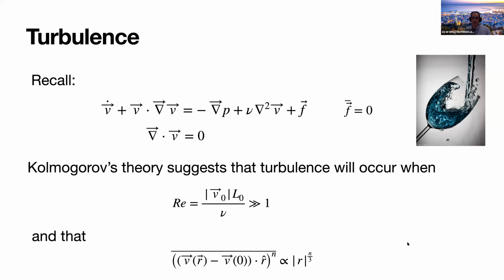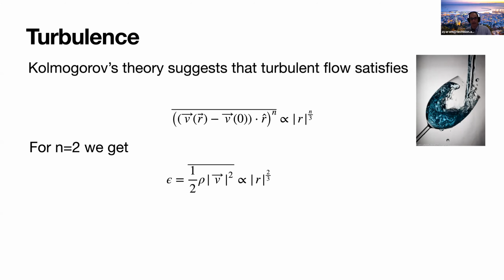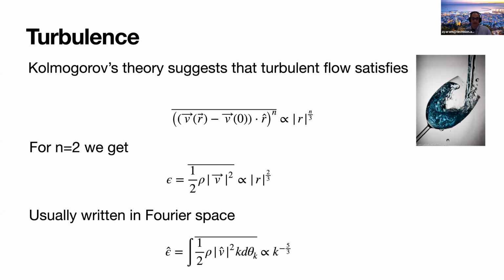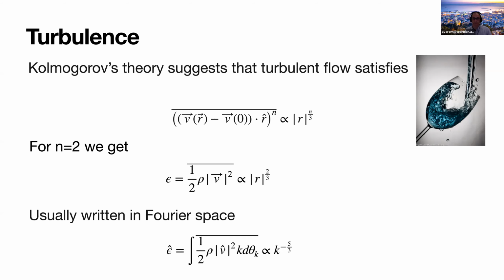So this is the theoretical construction, and now we can go ahead and check whether it's correct. If we take n equals 2, then we can relate this 2-point function to the energy density. In incompressible flow, the mass per unit volume rho here is a constant, so the energy density is really associated with just the velocity squared. Using this relation for n equals 2, one can show that the energy density should scale like the length scale to a certain power. Usually this is written in Fourier space. The averaged energy density in Fourier space is going to scale like the momentum to some power. This is the -5/3 law.